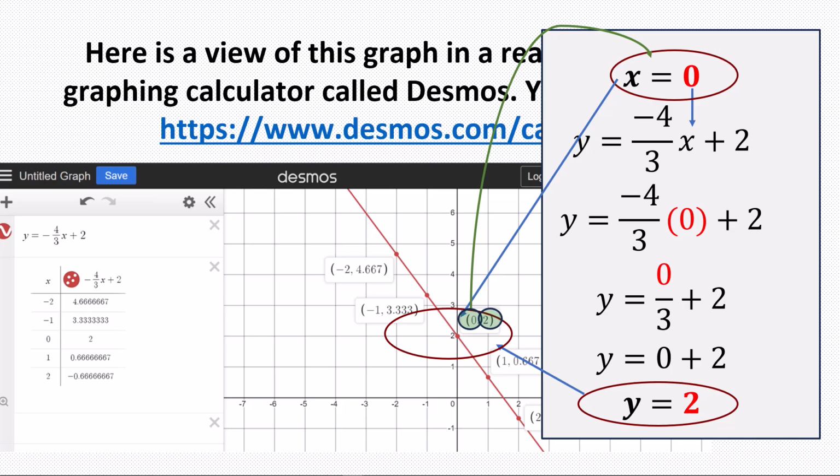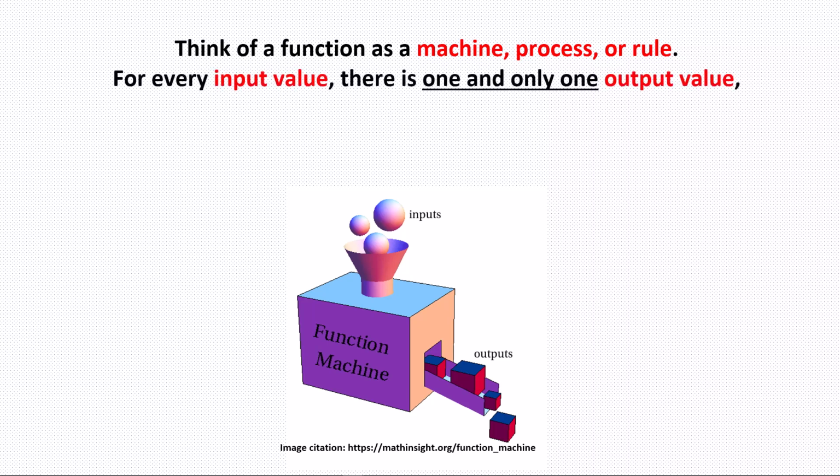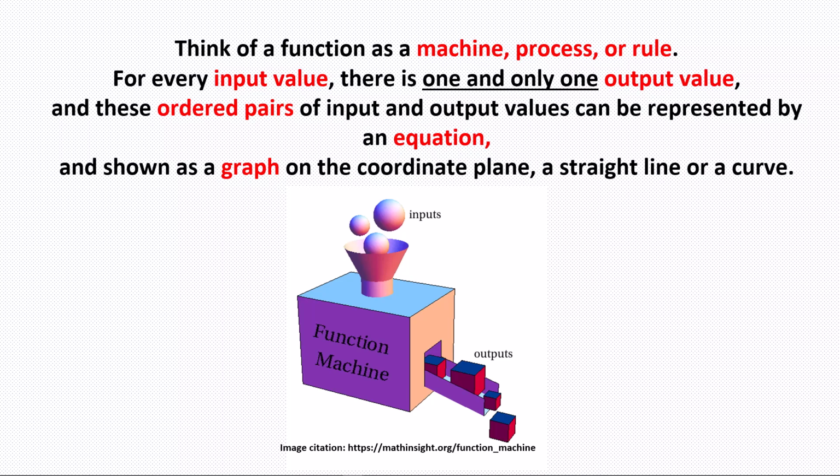Every point on the line works out this way, where the x value of the point is the input value into the function, and the resulting y value is the output, or result, of the function. Think of a function as a machine, process, or rule. For every input value, there is one and only one output value, and these ordered pairs of input and output values can be represented by an equation, and shown as a graph on the coordinate plane, a straight line, or a curve.